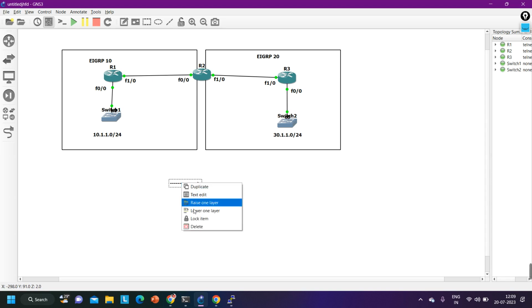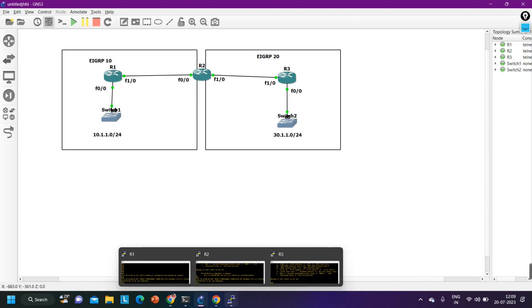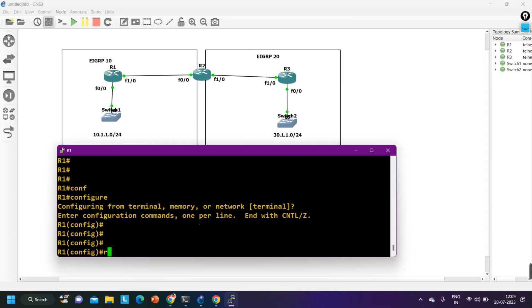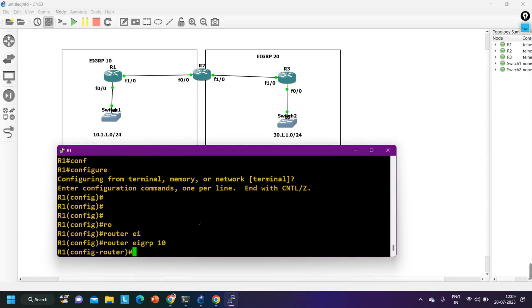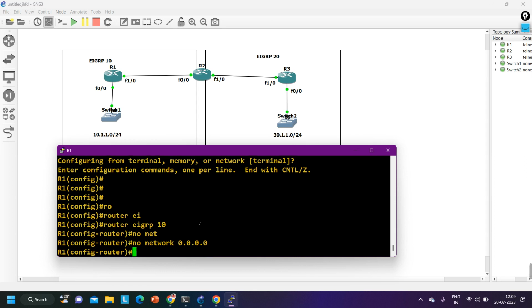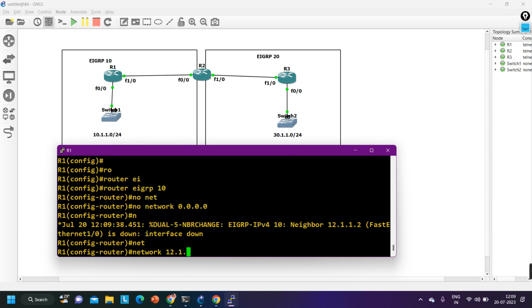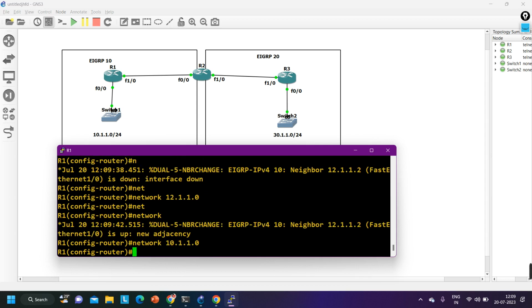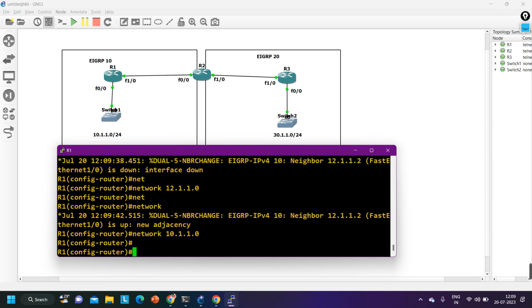On router 1, if you do not use 0.0.0.0, then what command do I need to run? Let me remove the network 0.0.0.0 command. Router EIGRP 10 and say no network 0.0.0.0. I have removed this command. Then I have to manually run network 12.1.1.0 and network 10.1.1.0. Either you can configure EIGRP like this, or you can run a single network 0.0.0.0 command.